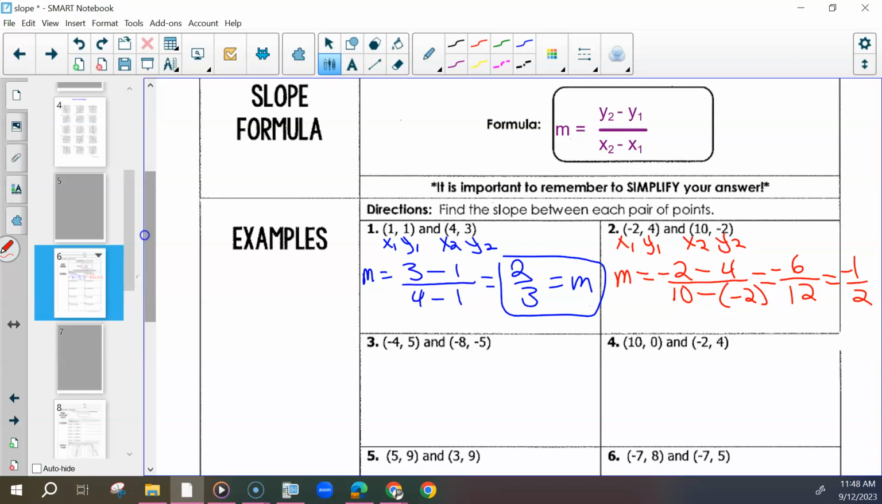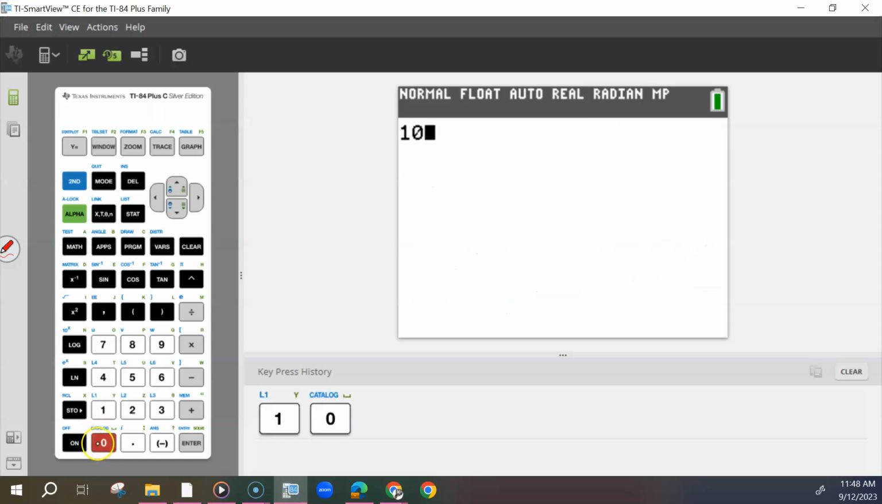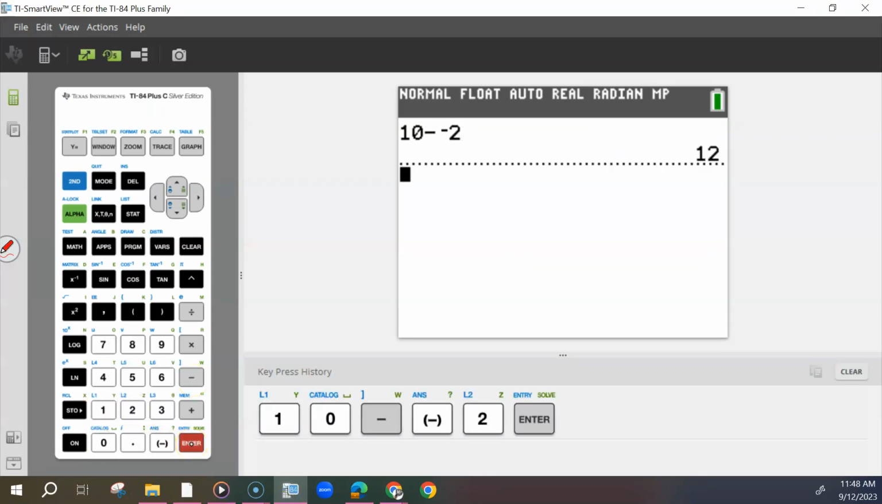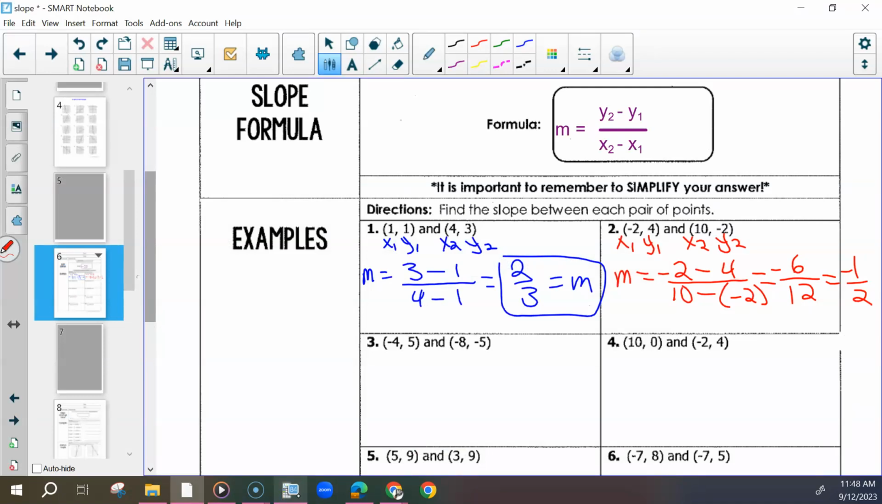Okay. When you put this in your calculator, make sure you type it in exactly as it looks: 10 minus a -2. That way it really adds the negative and the minus together. But I wouldn't change it to a plus, so you're not confused on the formula or anything like that.